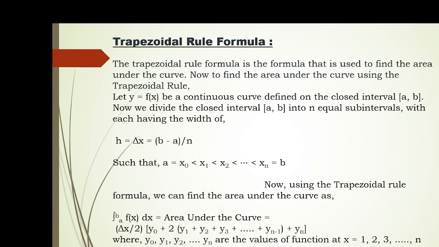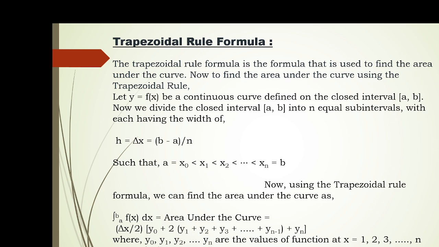Okay. Here I have written the trapezoidal rule formula. So let's start. The trapezoidal rule formula is the formula that is used to find the area under the curve. Now to find the area under the curve using the trapezoidal rule, let y equals f of x be a continuous curve defined on the closed interval, say a comma b. Please note that the function should be continuous in the interval a comma b.